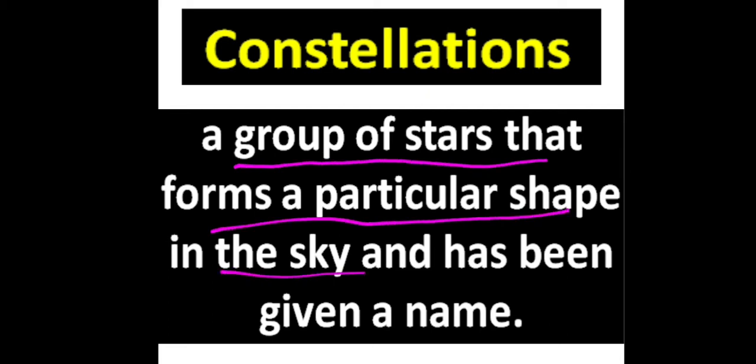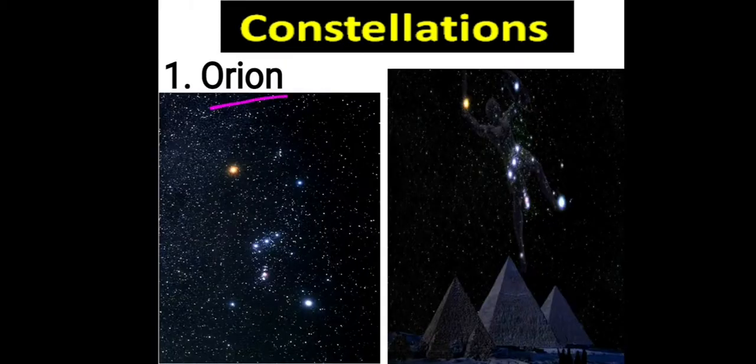So when you go outside during nighttime, when the sky is not covered by clouds, you can see millions of stars, no? Countless stars up in the sky. So these stars form different shapes, and these shapes have been given names, and these are called constellations. Here, one of the famous constellations we know is the Orion.